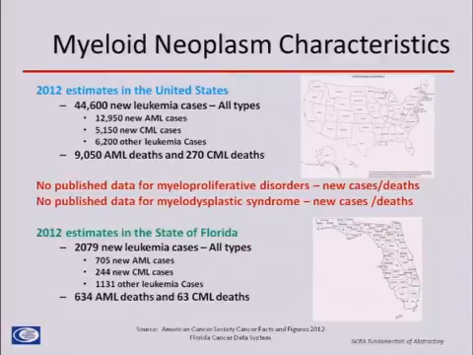When we look at characteristics of myeloid neoplasms, we have about 45,000 new leukemia cases in the United States every year. And that includes all types. Most of them are AML. Those are in adults. A lot of CMLs. But if you were to look at this in terms of children, they would mostly be ALL. So they're not myeloid, they're lymphoid.